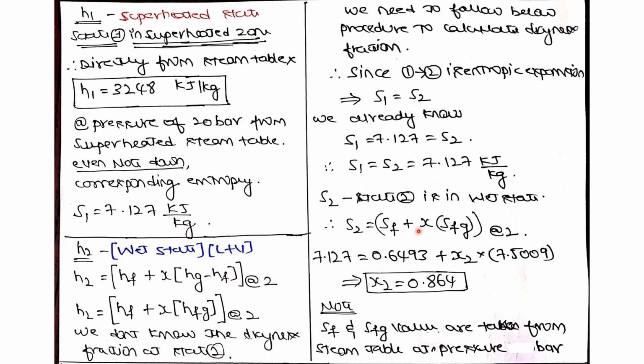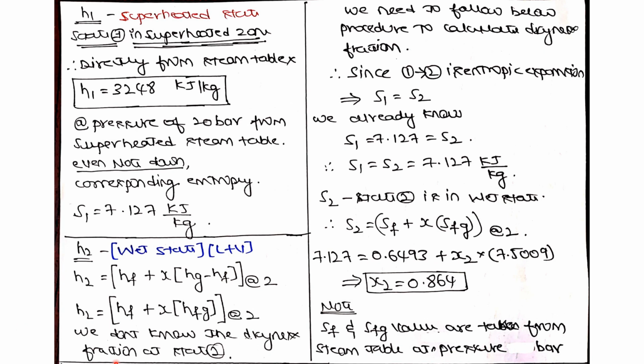Note, Sf and Sg values, as I said, are taken from the steam tables at a pressure of, here it is missing, or at a pressure of how much? 0.1 bar. Just write it here. So X2 is calculated. If you calculate X2, you can use this particular expression to calculate enthalpy at state 2. So that is what we have done here.